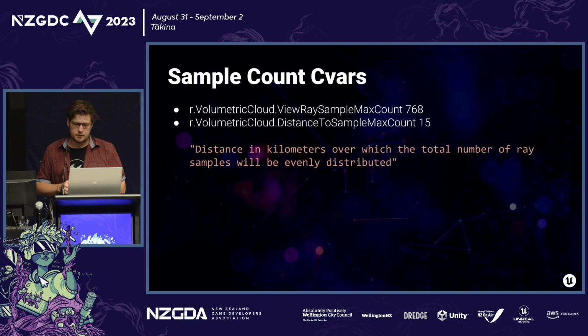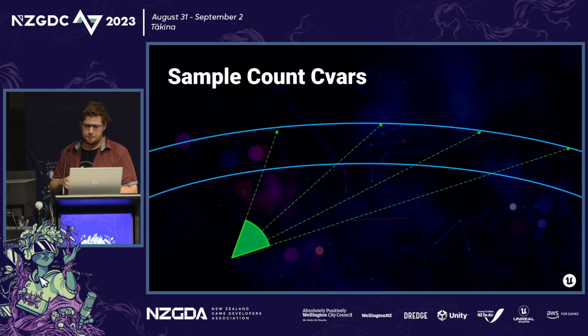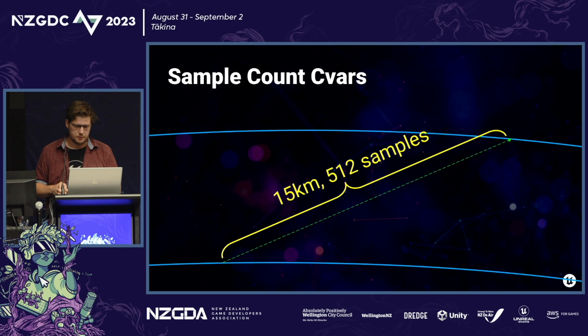And then the distance to sample max count, that's a bit of a weird one to get your head around as well, because that's actually a distance in kilometers over which those samples are distributed. So you're telling it that over 15 kilometers, you want to do 768 samples. So in effect, what's happening is that you're entering your cloud layer, and if we zoom in a bit, we're saying that over that 15 kilometers, you're doing, say, 512 samples.